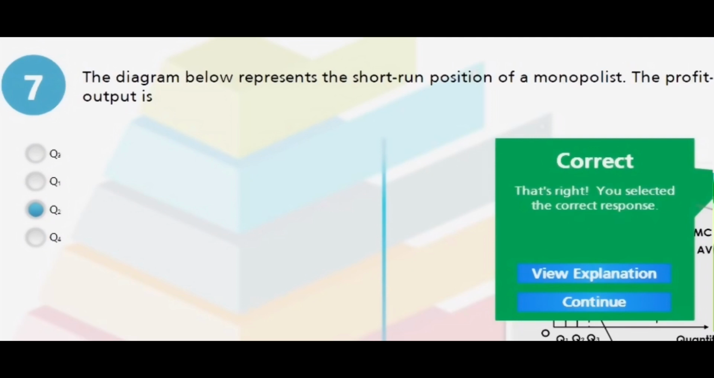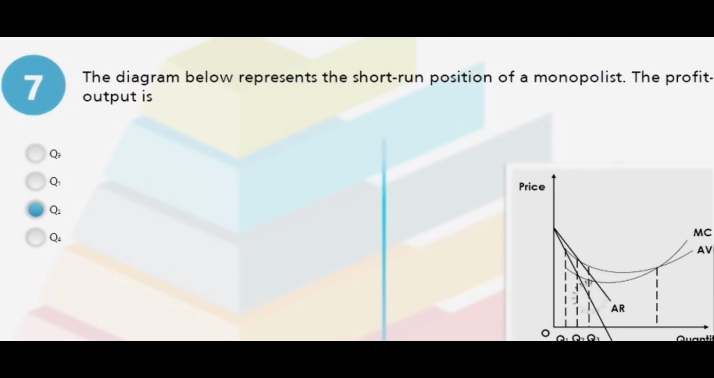At Q2, the marginal cost is equal to the marginal revenue. That was why I picked it.